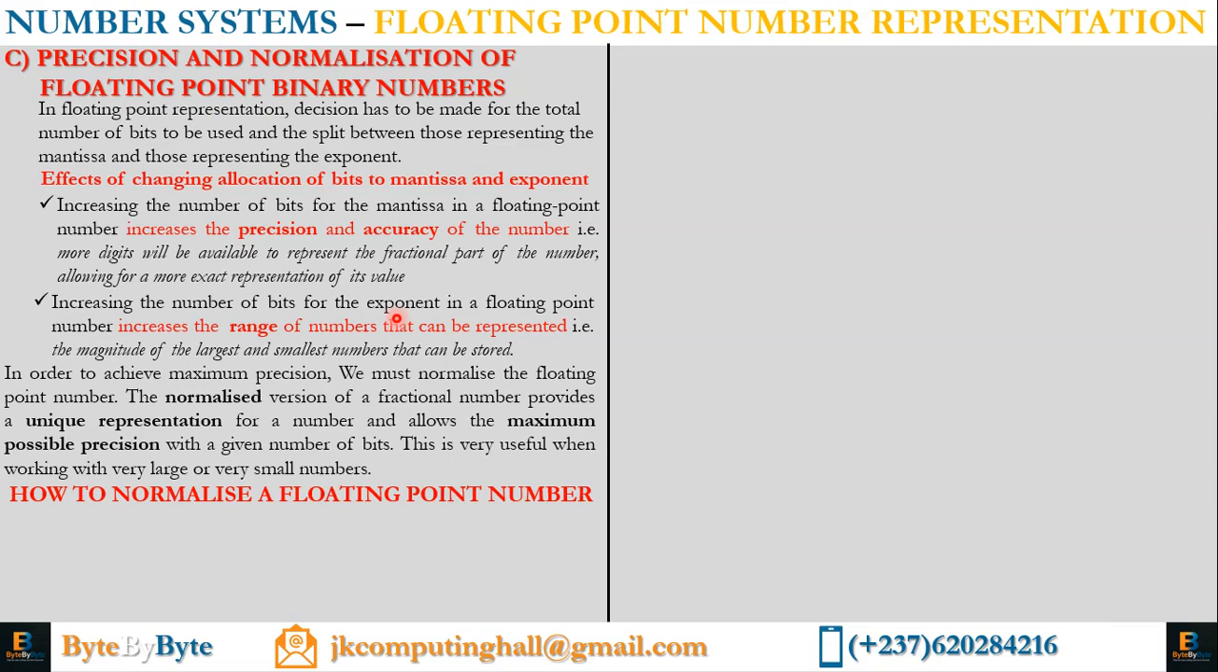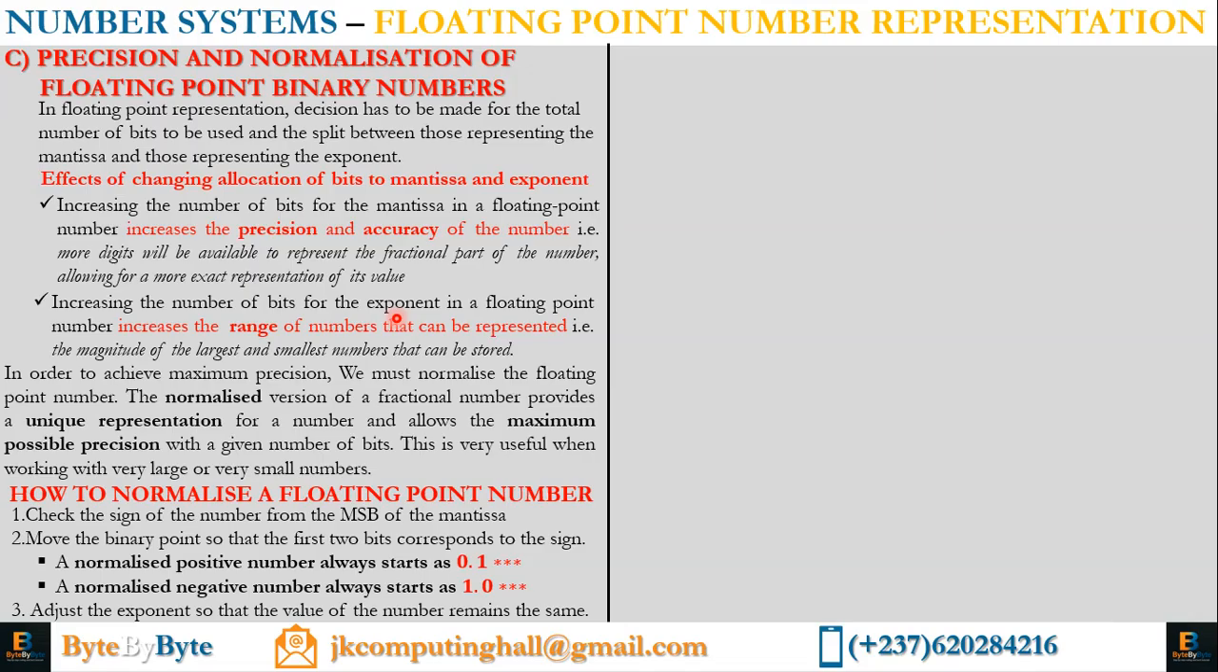How to normalize a floating point number? Very important. One, you need to check the sign of the number from the most significant bit of the mantissa, and we know that if it is 0, it means that it's a positive number, and if it is 1, it is a negative number. The second point is that you need to move the binary point so that the first two digits correspond to the sign. A normalized positive number always starts as 0.1 and so on. A normalized negative number starts as 1.0 and so on.